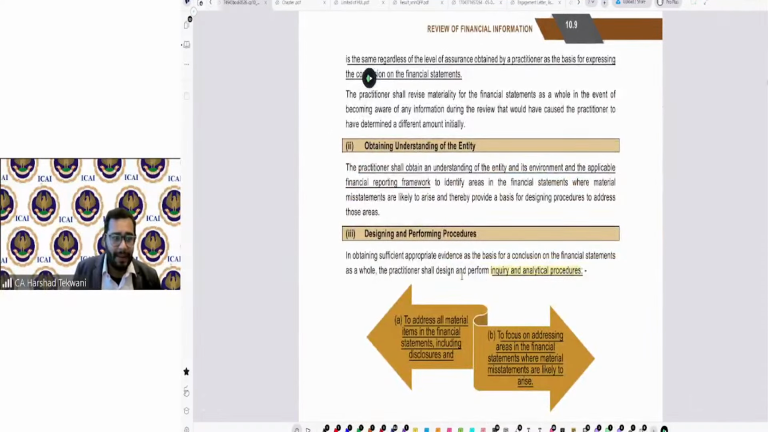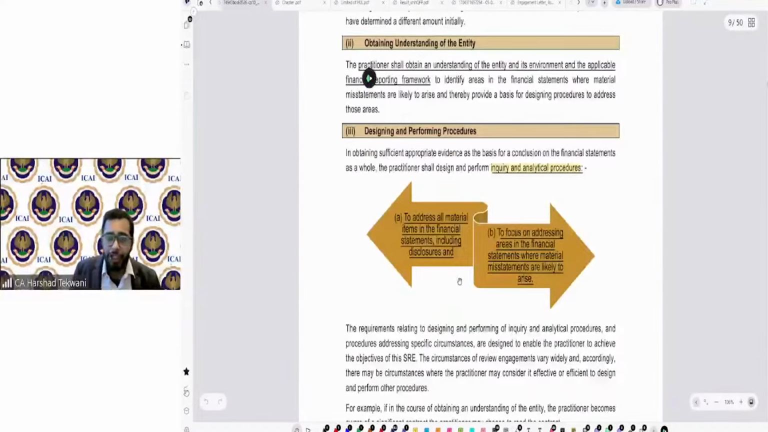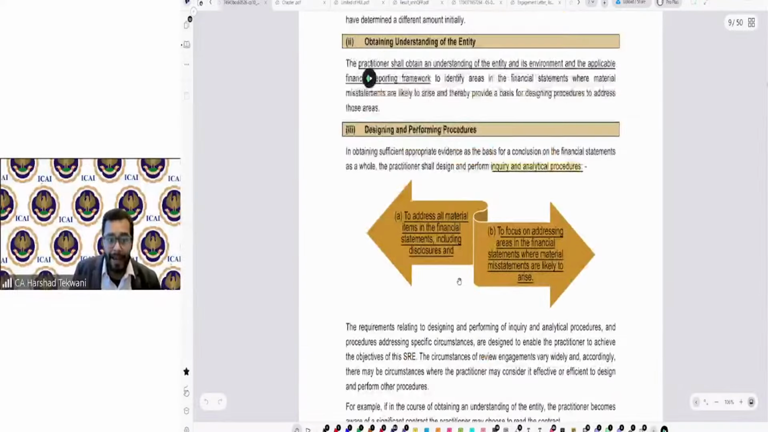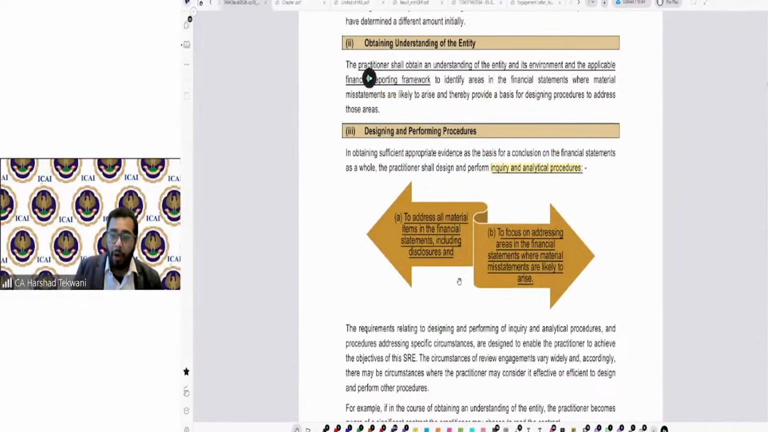Then again, SA 315, obtaining an understanding of the entity, designing and performing procedures, that is, inquiry and analytical procedures. Now, my procedures will be designed in a way to address all material items in the financial statements, including disclosures, and to focus on areas where material misstatement can occur, based on my previous knowledge, my previous identifications, and the understanding I have received from the entity till now.